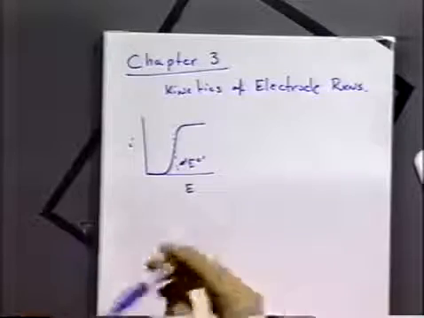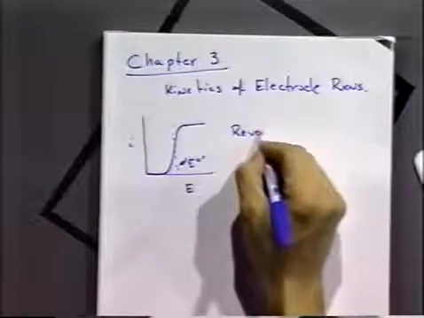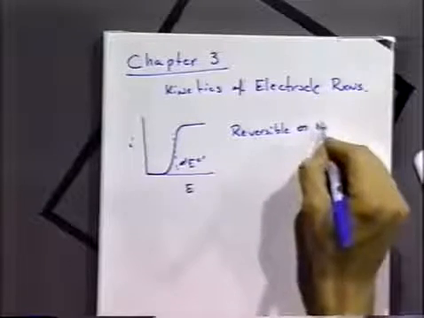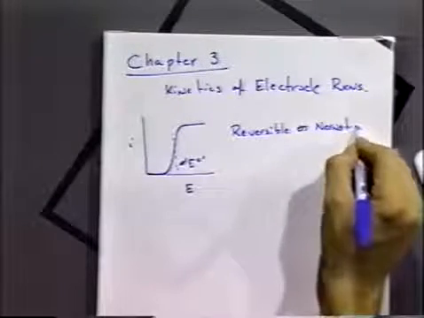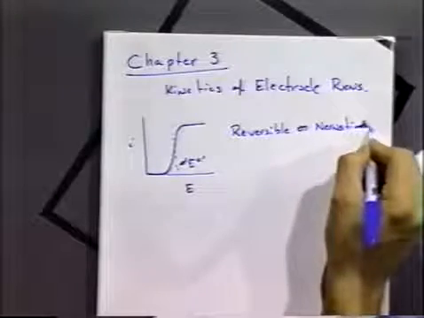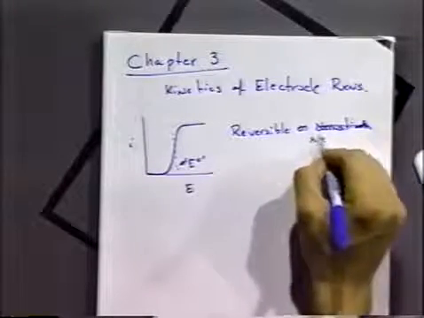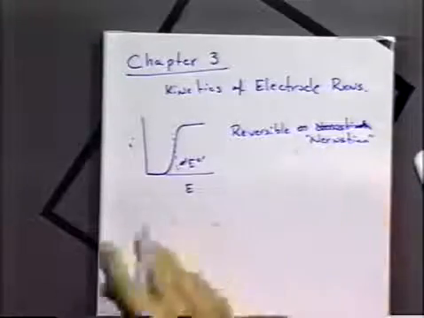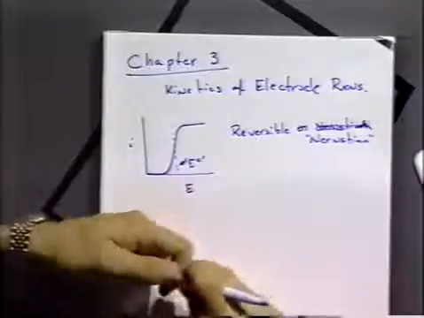On a reversible, or sometimes called Nernstian, process. Nernstian, can't spell. Nernstian. Basically a reversible or Nernstian process suggests that equilibrium is maintained at all points on that current potential curve. So we can use the Nernst equation and simple concepts of mass transfer to derive that current potential curve.